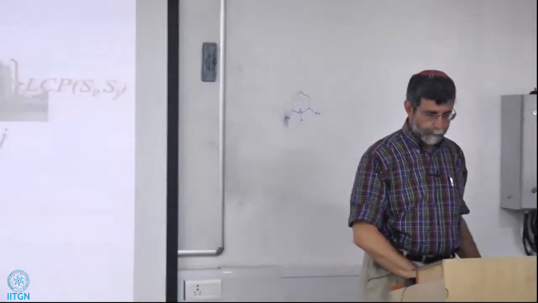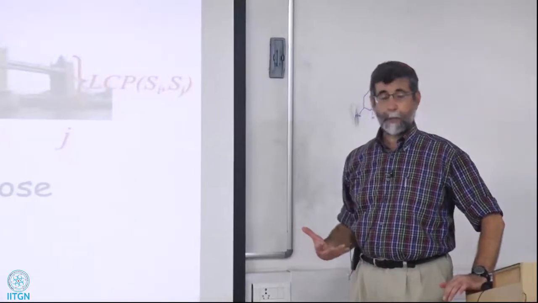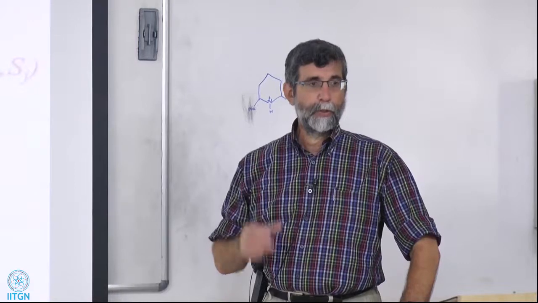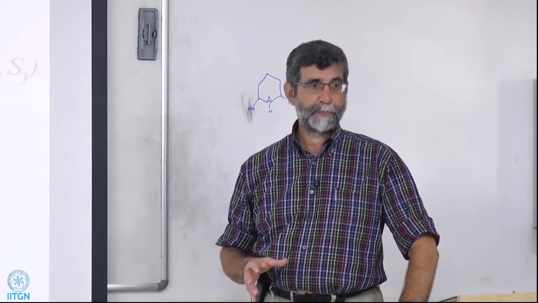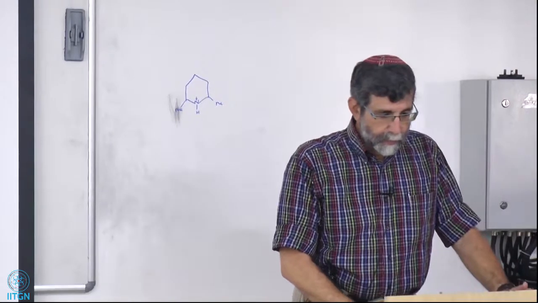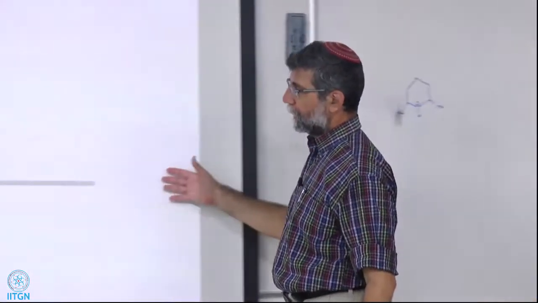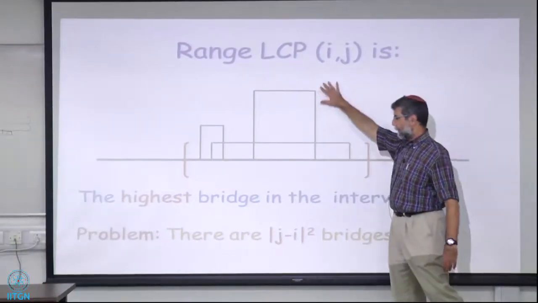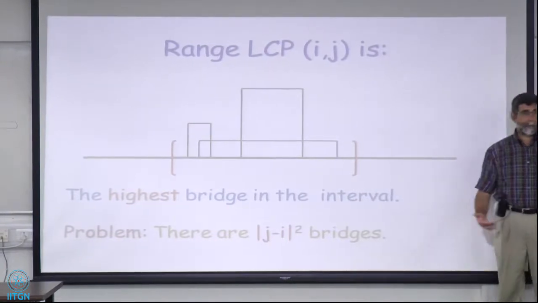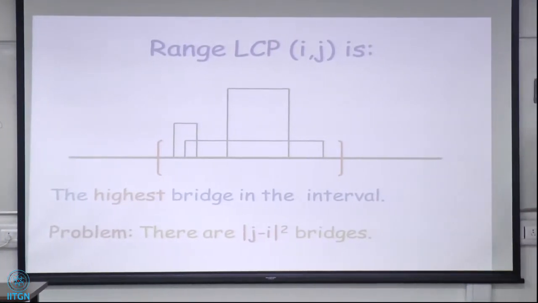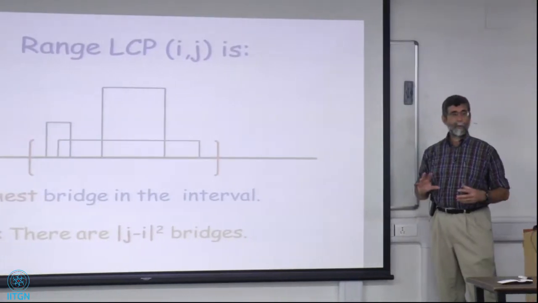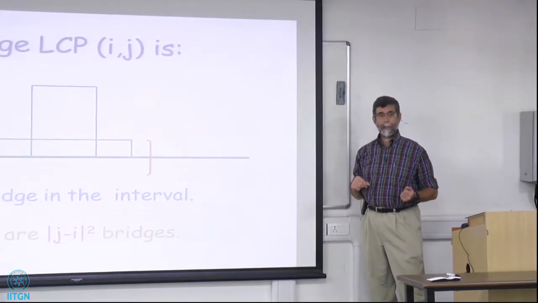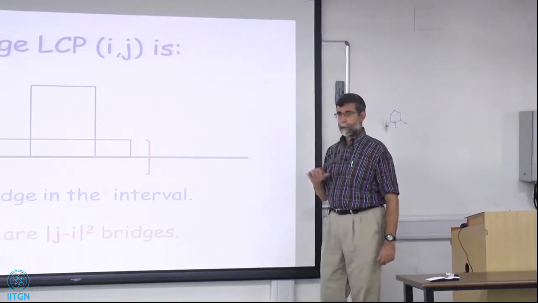So when we say that we want the longest LCP within some range, what we're saying is we want to find the highest bridge that is in that range. So the range LCP problem is this. We have a range. We look at all the bridges in that range, and we want to find the highest bridge. Again, the problem is that there are (j minus i) squared bridges. So we obviously need to somehow clean it up.